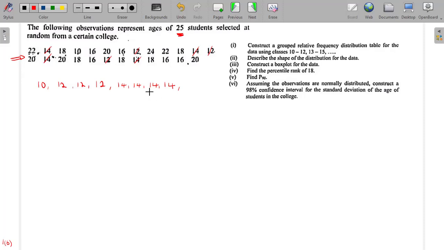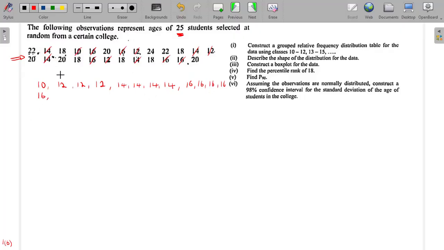How many 16s do we have? 1, 2, 3, 4, 5. So we have 5 of them. So that is 16. Okay, 16, 16, and 16. We have 5 of them. I'll write the other 16 here. Okay, then from 16, I didn't cancel this 10, so I should cancel it.